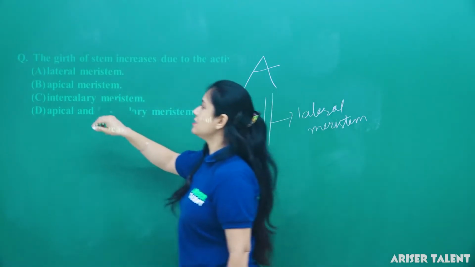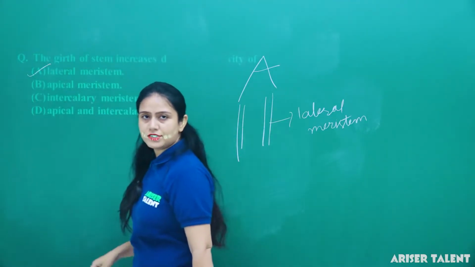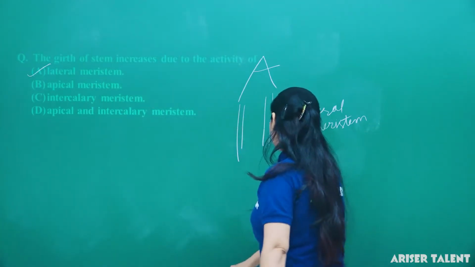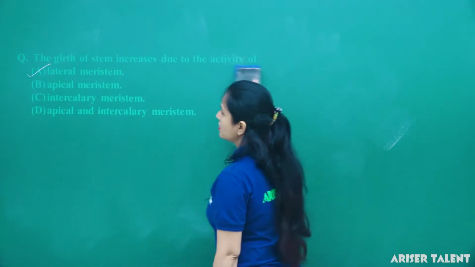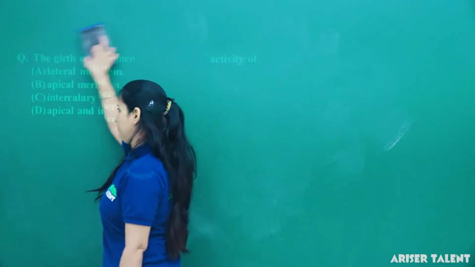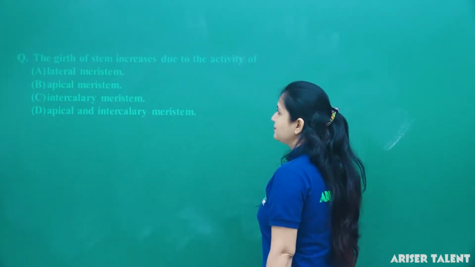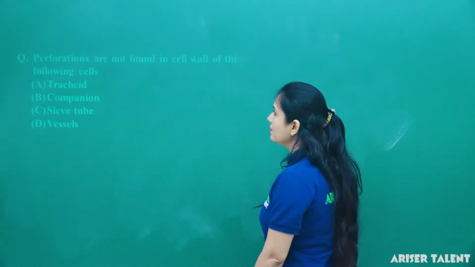So, here the correct answer will be lateral meristem. It will increase the diameter, the girth of the plant. This is the reason it is known as lateral meristem, which is present in the sides. So, option A was the correct answer.